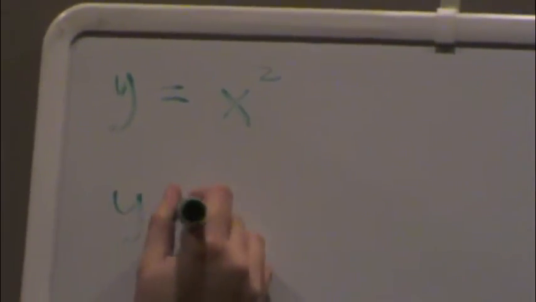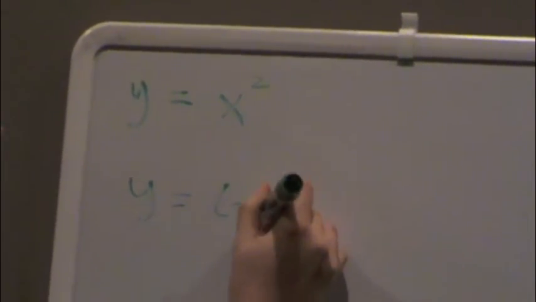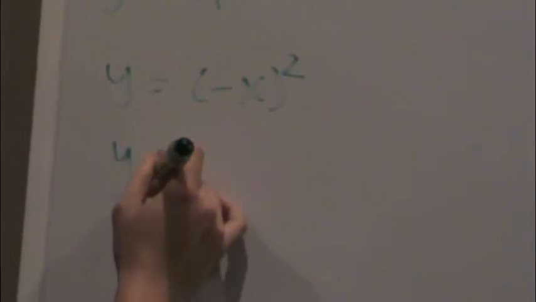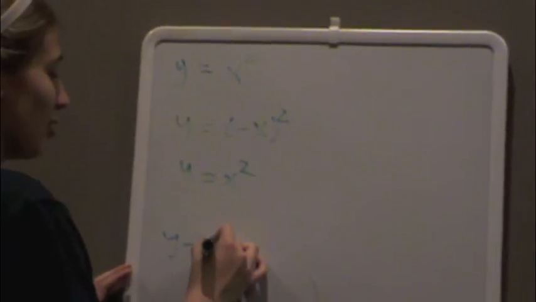But let's see if we can get another one to be symmetric. Let's try. Alright, so let's test it in relation to the y-axis. So we would plug in y equals negative x squared. Now, whenever you square a negative number, it becomes positive. So this would become y equals x squared, which equals the original equation. So yes, this one is symmetric in relation to the y-axis.